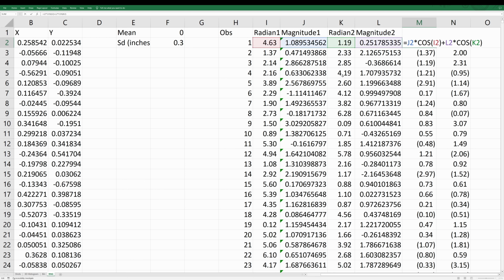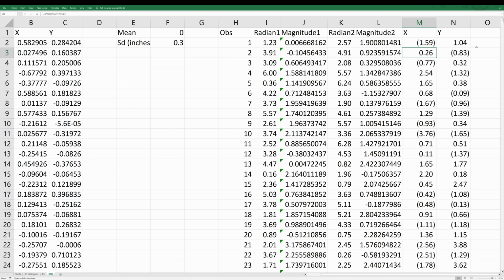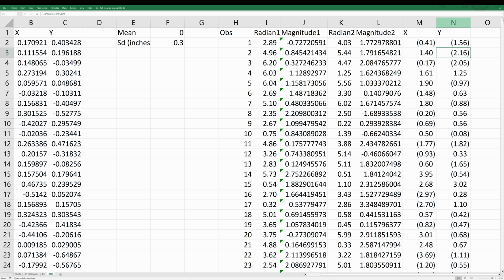Here, I've got that. I'm using cosine functions. This is basically how you pull x coordinates out of a vector. Since you've got two vectors, it's actually as easy as adding the two x coordinates together for the outcome. And then the same thing for the y, except you use a sine function, and you can extract the y coordinates from these two vectors. And so I've got the x and y coordinates from all of these combinations of two random vectors.